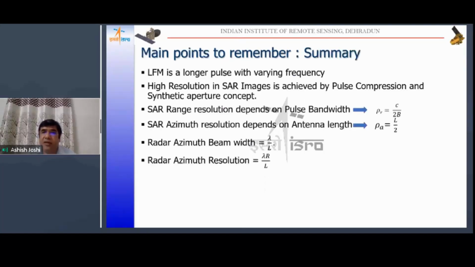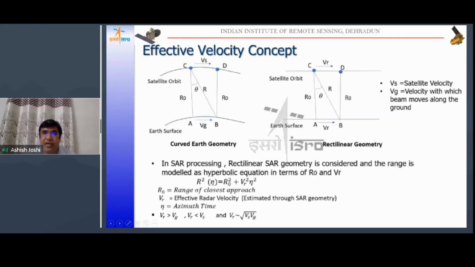Now a summary of some of the points. First, LFM is a longer pulse with varying frequency. High resolution in SAR is achieved by pulse compression and the synthetic aperture concept. SAR range resolution depends on pulse bandwidth, C by 2B. SAR azimuth resolution depends on the antenna length, L by 2. Radar azimuth beam width is given by lambda by L, and radar azimuth resolution is given by lambda R by L. So these are some of the concepts.